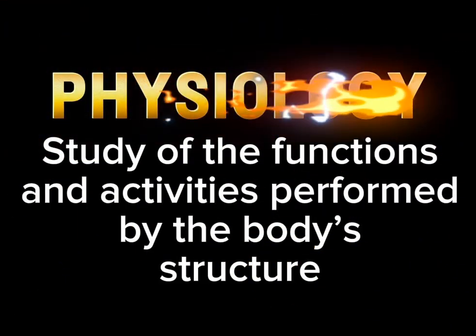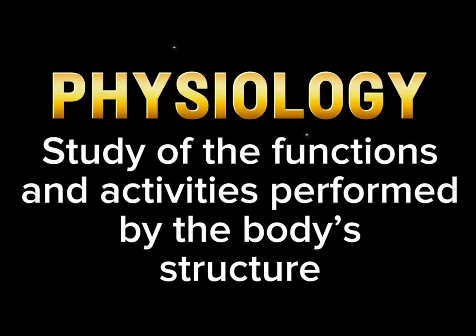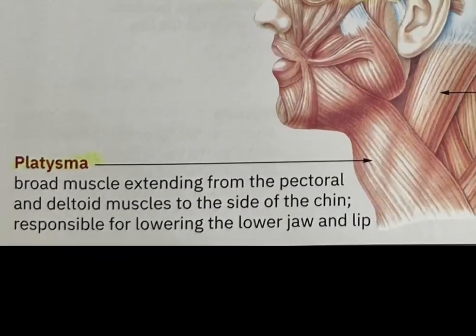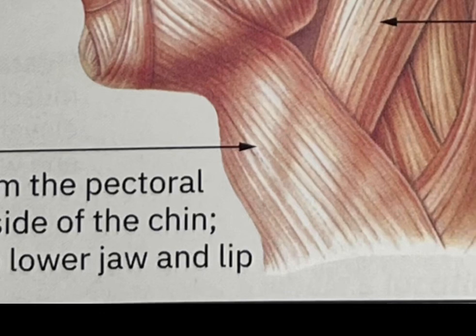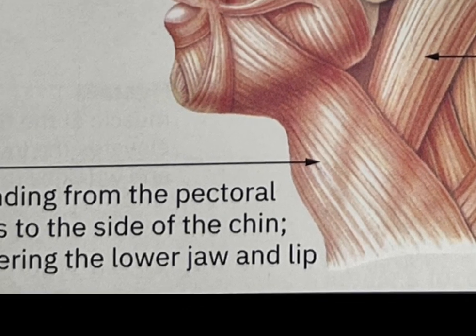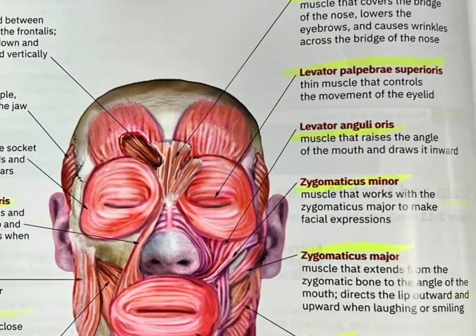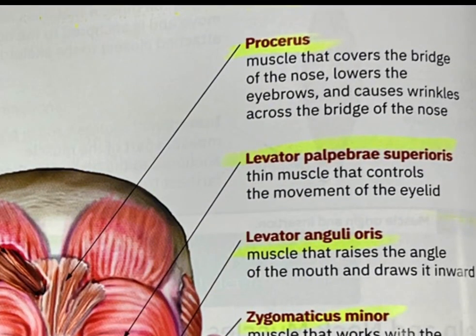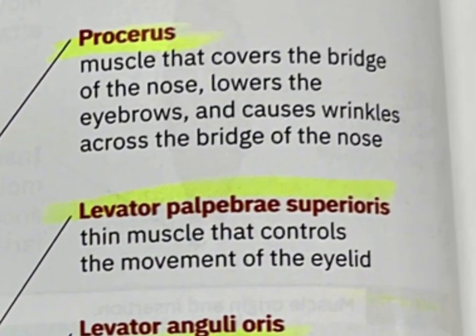Physiology, study of the functions and activities performed by the body's structures. Platysma, broad muscle extending from the pectoral and deltoid muscles to the side of the chin, responsible for lowering the lower jaw and lip. Procerus, muscle that covers the bridge of the nose, lowers the eyebrows, and causes wrinkles across the bridge of the nose.